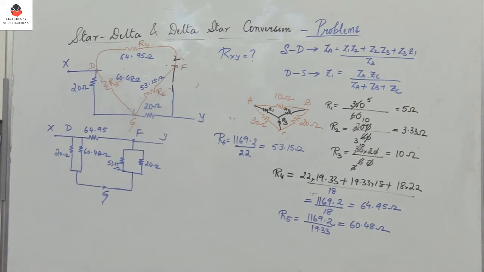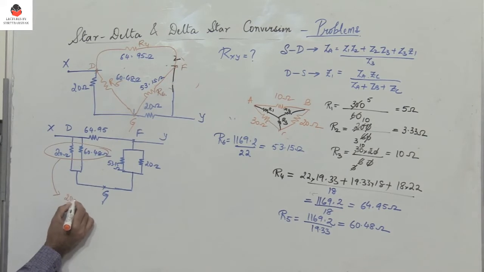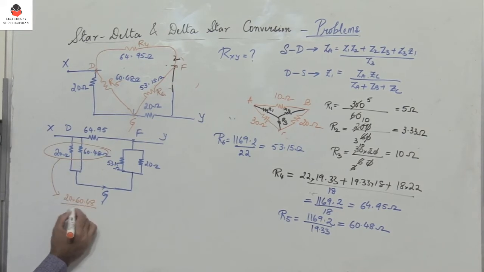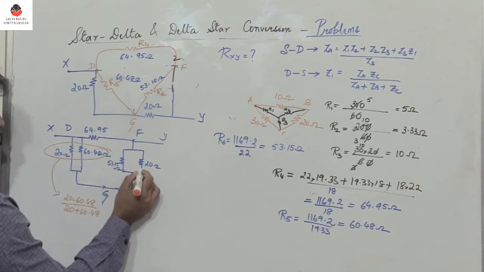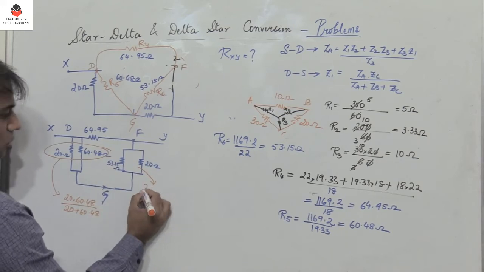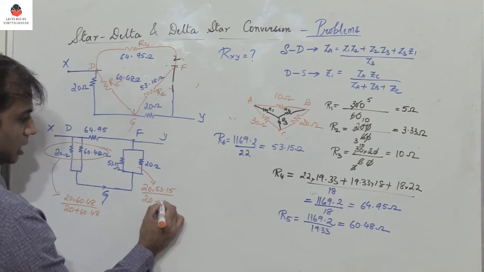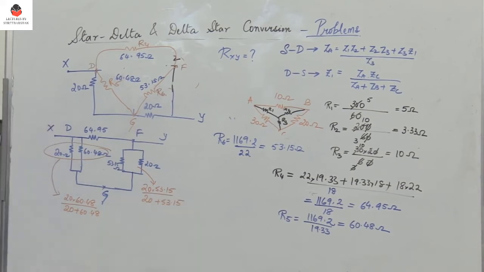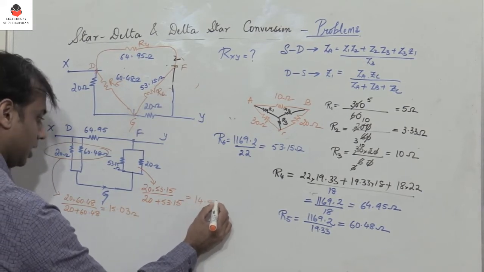So how do you find the parallel resistance here? We know that it is the product of the two resistances divided by the sum. So to find the parallel, you have 20 into 60.48 divided by 20 plus 60.48. Similarly here, the parallel resistance is going to be 20 into 53.15 divided by 20 plus 53.15. So here I find the value as 15.03 ohm, and here the parallel value is 14.53.